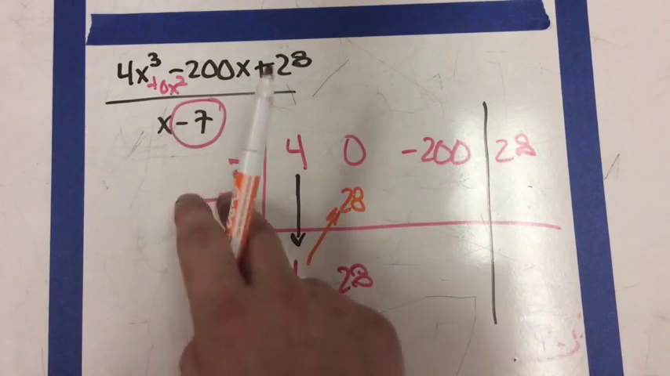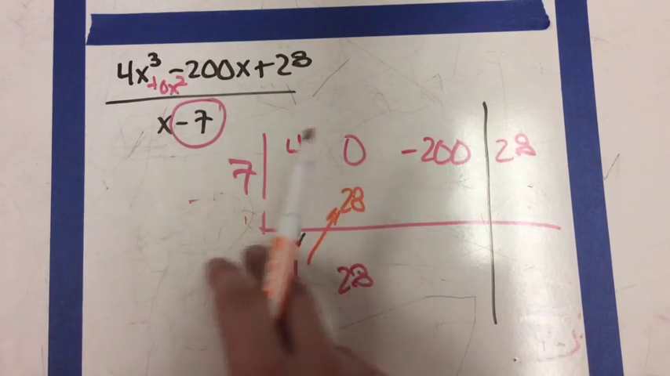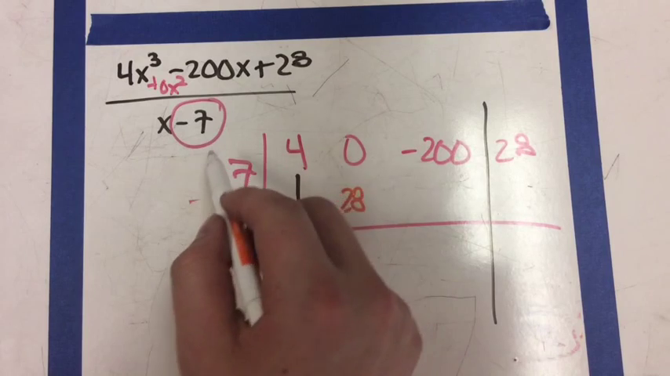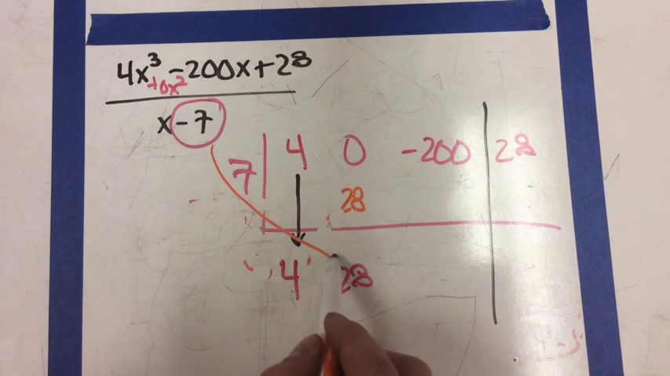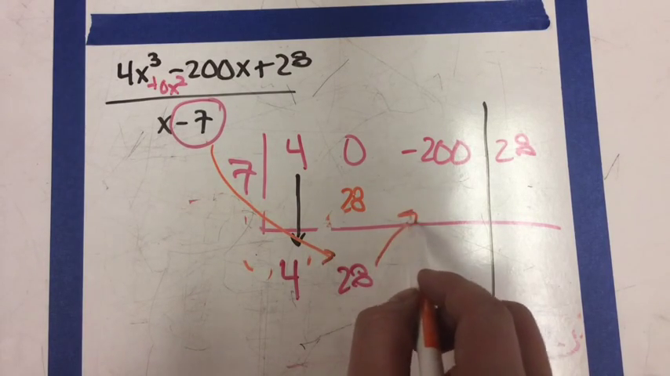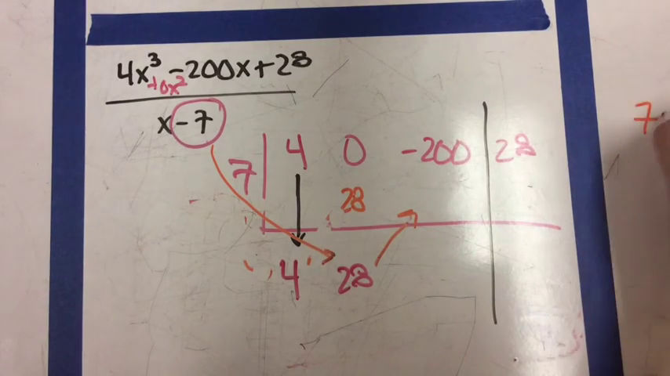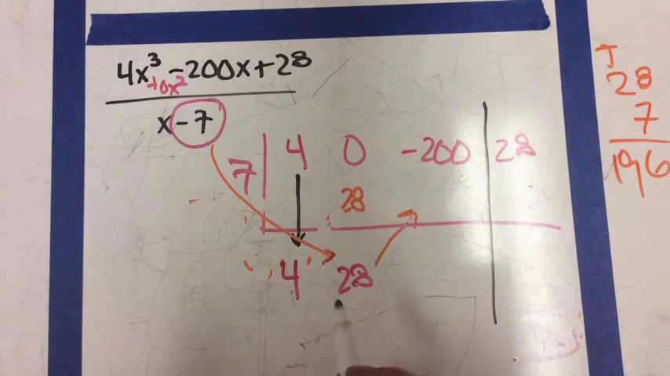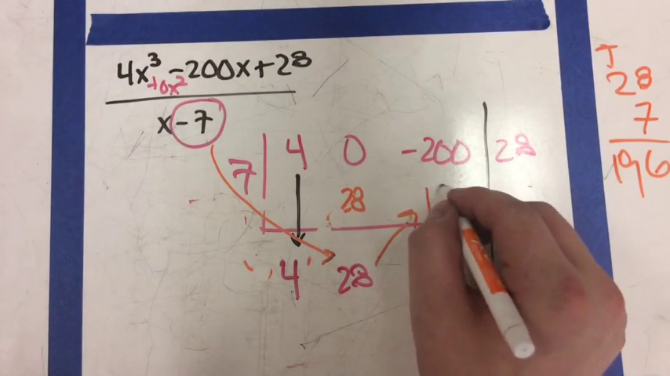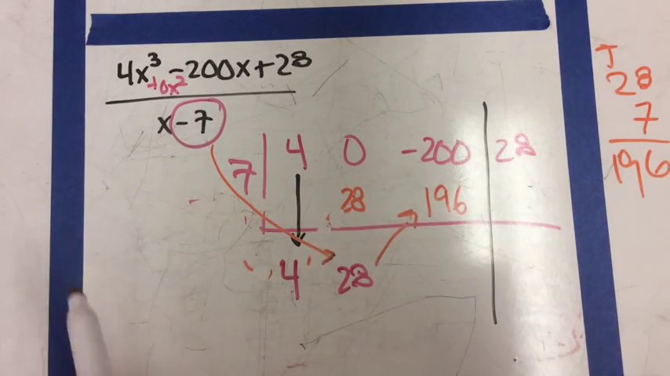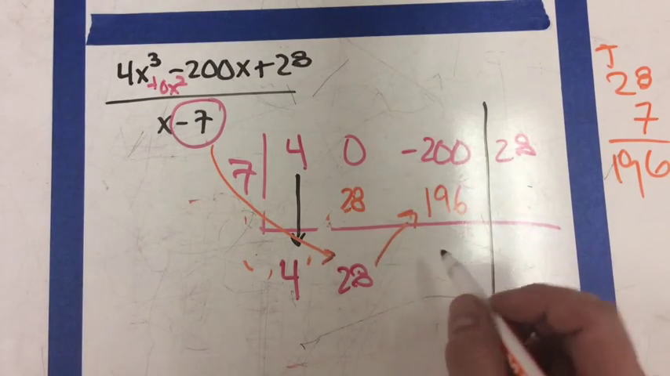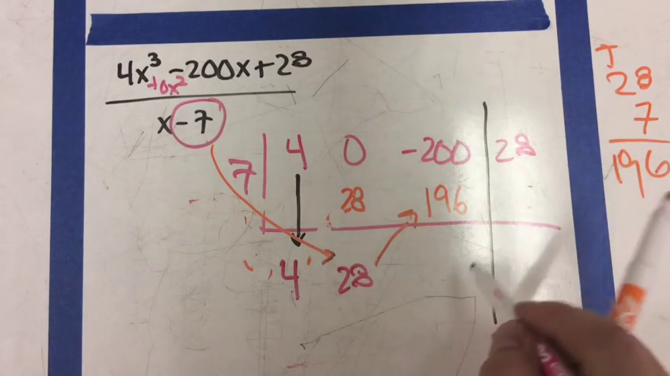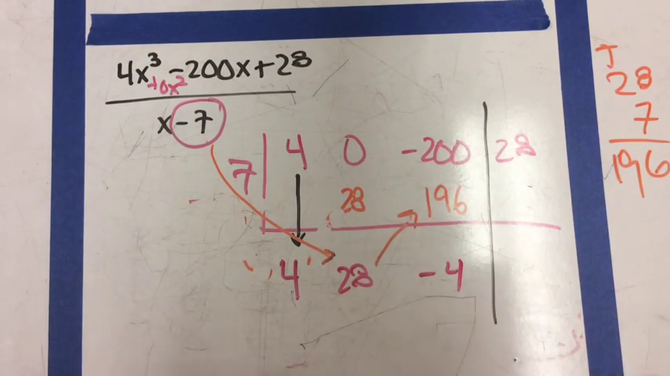Now we're going to do 7 times 28. And I don't know what that is, so I'm going to do that real quick on my board. 7 times 28 is 196 is what I got. I hope that's right. You guys can check me and let me know if I'm wrong. And then we're going to add these. So this will give us -4.